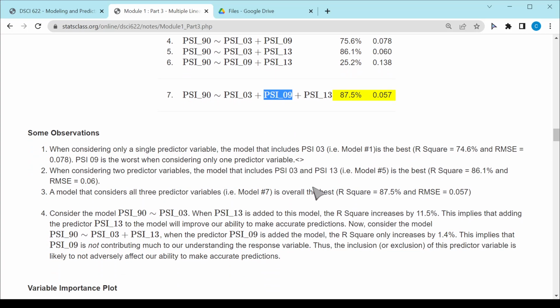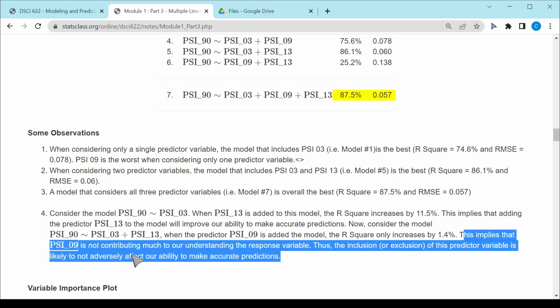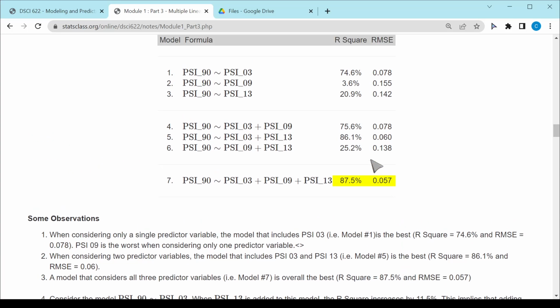And what that means from a practical standpoint is that PSI09 is not contributing much to our understanding of the response variable. Thus, whether or not I include or exclude that predictor variable is likely not to adversely affect my ability to make accurate predictions. It certainly adds to my accuracy a little bit, but not a lot, because my R-squared didn't jump up much, or my root mean square error didn't drop much when I went from Model 5 to Model 7.